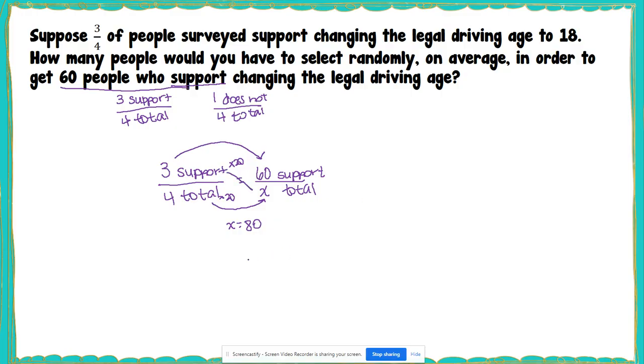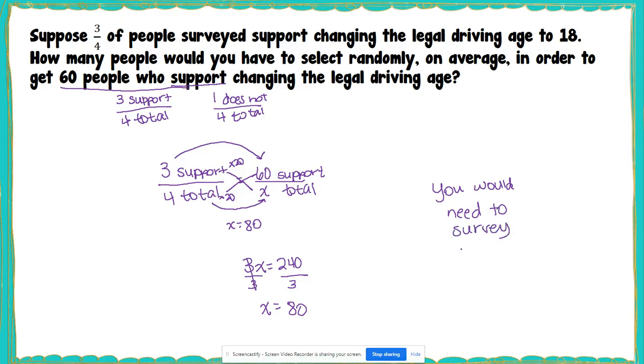So if I did that, I would do 3 times x, which would give me 3x, and 60 times 4, which would give me 240. Then to get my variable by itself, I would need to divide by 3 on both sides, and these would cancel, and I would get x equals 240 divided by 3 is 80. So whichever method you choose, you're going to find the same answer. This means that you would need to survey approximately 80 people in order to find 60 who do support changing the legal driving age.